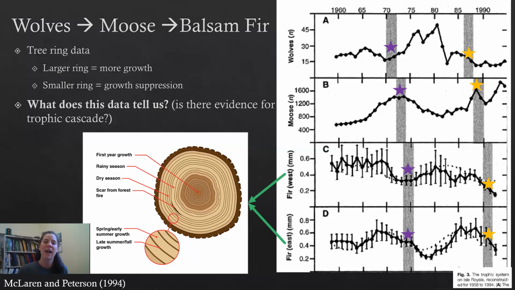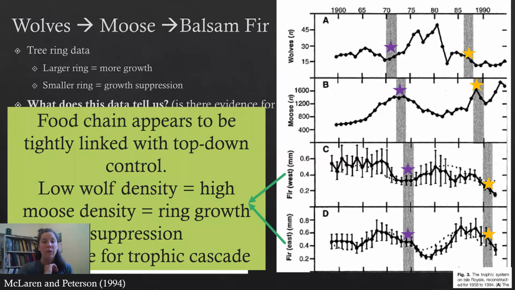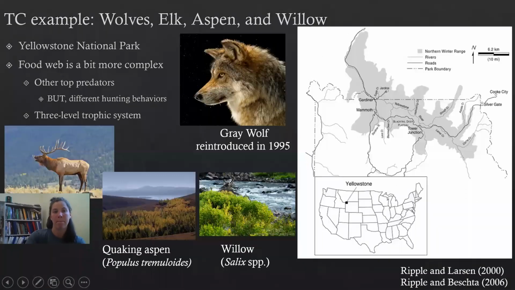And so what does this tell us? Is there evidence for a trophic cascade? In this case, there is evidence for a trophic cascade. The food chain appears to be tightly linked with a top-down control: low wolf density, high moose density, ring growth suppression. Evidence for a trophic cascade.